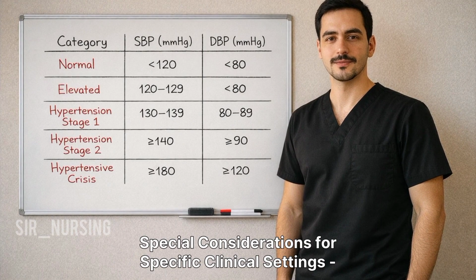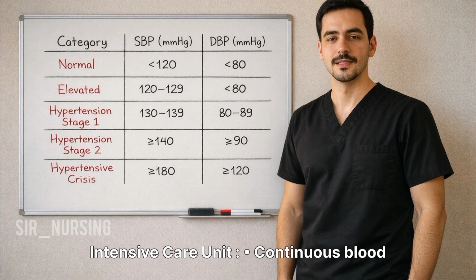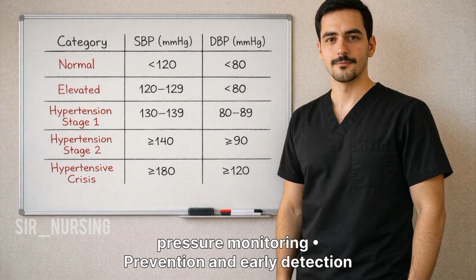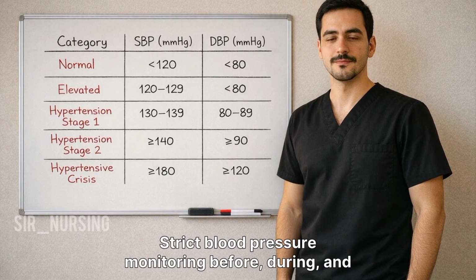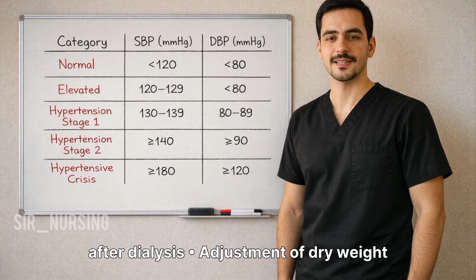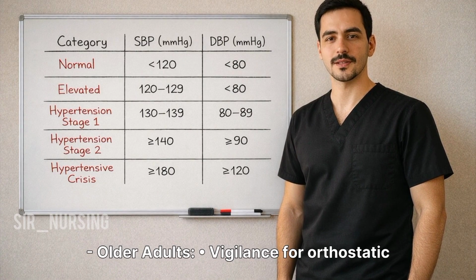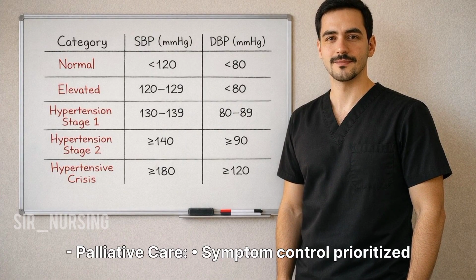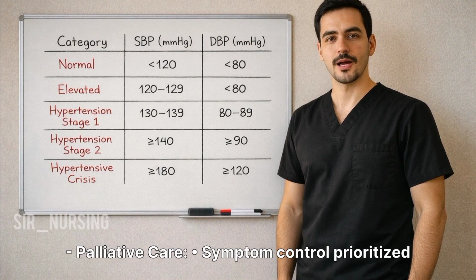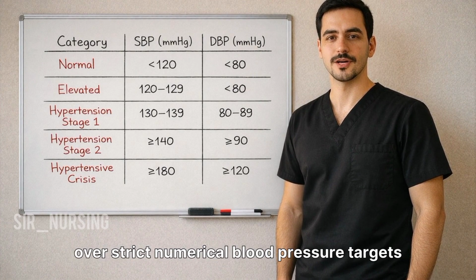Special considerations for specific clinical settings. Intensive care unit: continuous blood pressure monitoring, prevention and early detection of hypertensive emergencies. Dialysis units: strict blood pressure monitoring before, during, and after dialysis, adjustment of dry weight. Older adults: vigilance for orthostatic hypotension, less aggressive blood pressure targets. Palliative care: symptom control prioritized over strict numerical blood pressure targets.